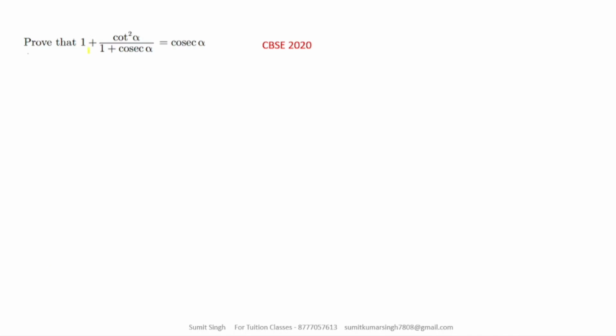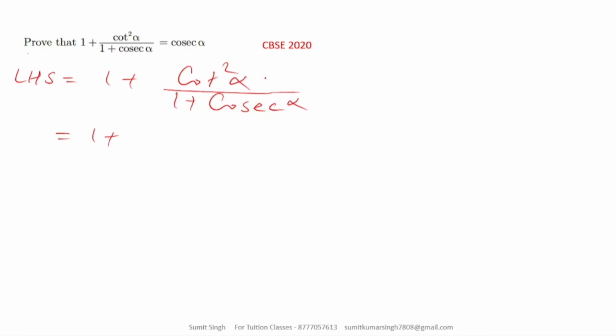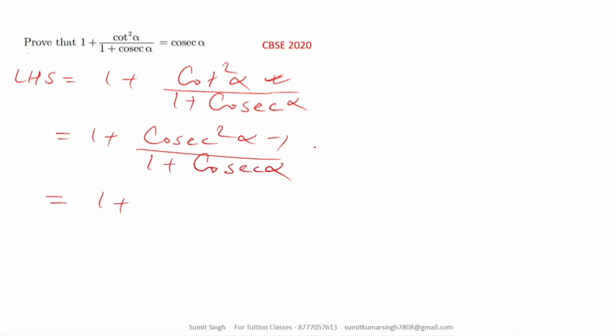In this question we have to prove that (1 plus cot square alpha) by (1 plus cosec alpha) is equal to cosec alpha. For proving, we take the LHS term. From here we can break cot square alpha using a trigonometric identity, that is cosec square alpha minus 1. Now for cosec square alpha minus 1, we use the formula a square minus b square, which equals (cosec alpha plus 1) into (cosec alpha minus 1).